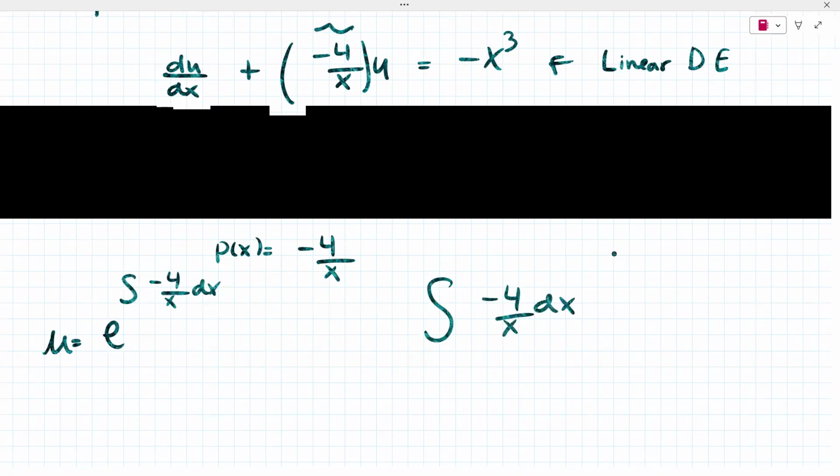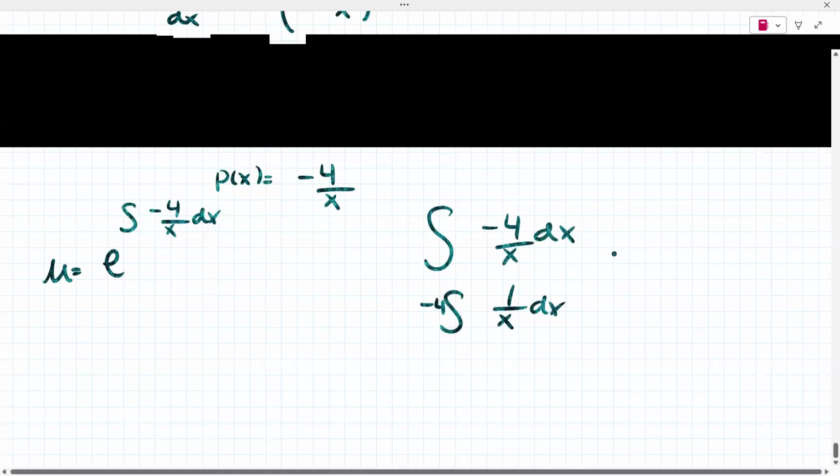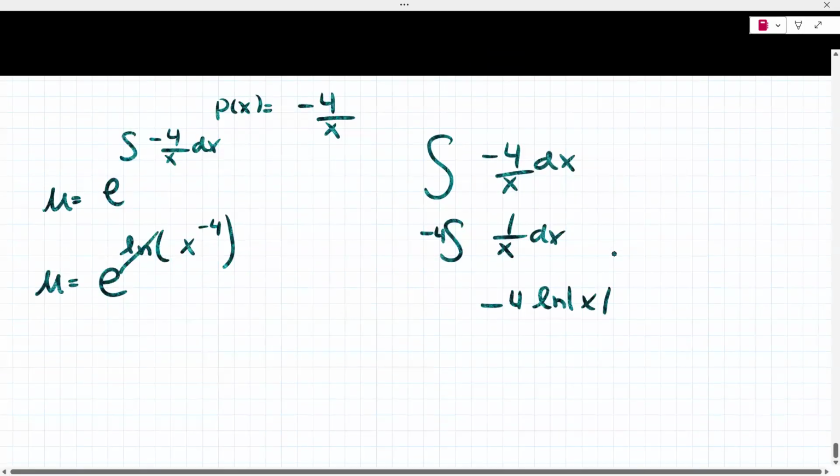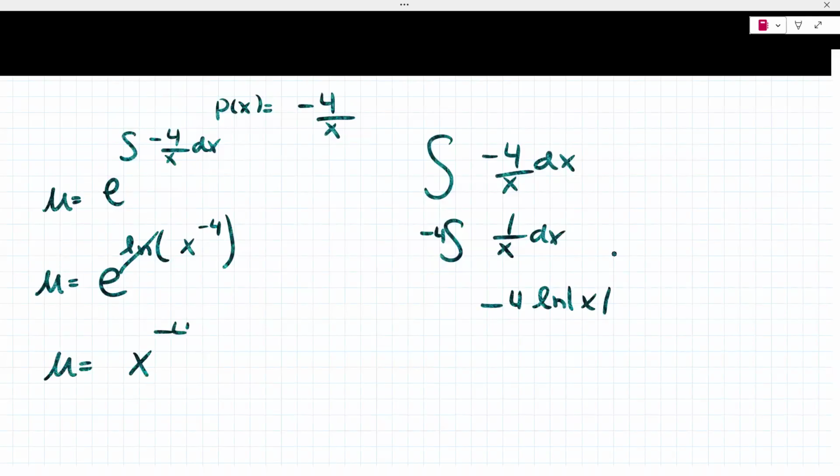That's easy, right? Negative 4 is a constant. So that's going to be negative 4 ln of the absolute value of x. So it's going to be mu equals e to the ln of x to the negative 4. And then e and the ln cancel, so you're left with mu equals x to the negative 4.